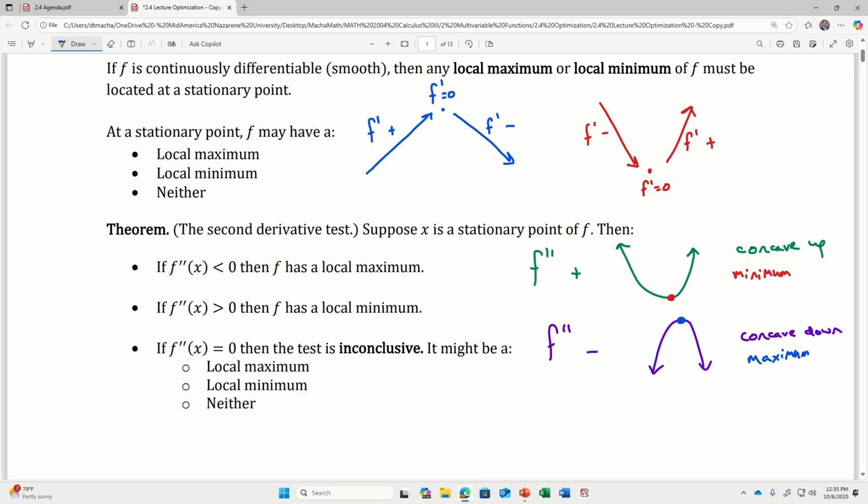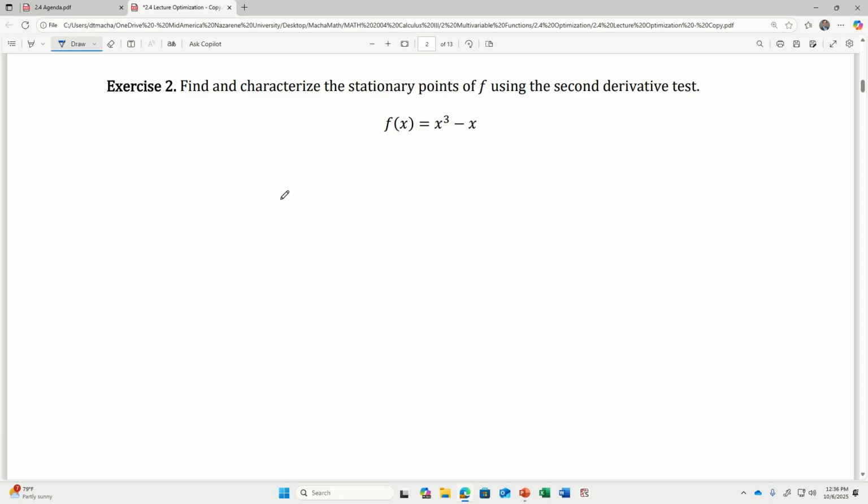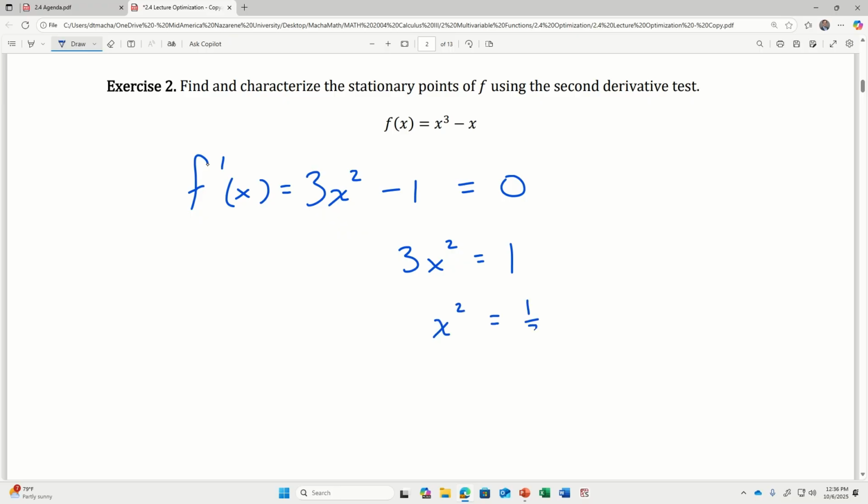Okay, so you remember that? All right, let's do one or two problems to jog our memory. Like, find and characterize the stationary points of f using the second derivative test. Well, finding the stationary points means taking the derivative, setting it equal to 0, and then solving for x. Those are my stationary points.